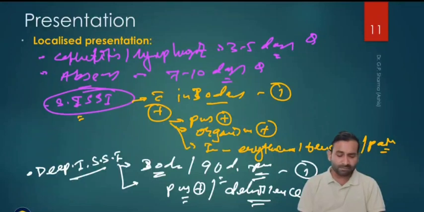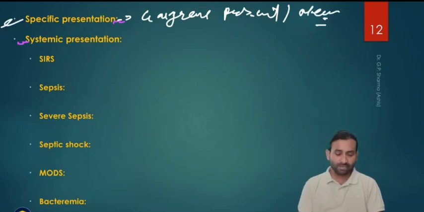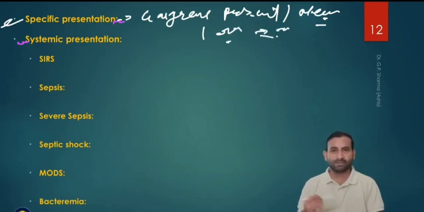And the specific presentations may be like gangrene present, or maybe necrotizing fasciitis present. Is that okay? And if there is an organ space presentation, we already discussed it. There may be pleuritis, pericarditis, peritonitis, or meningitis. This kind of presentation should be there, or maybe mastitis.